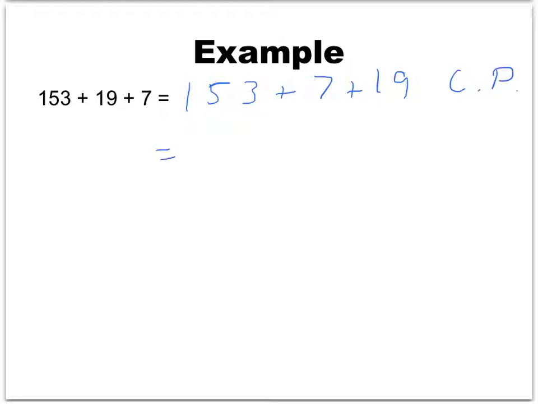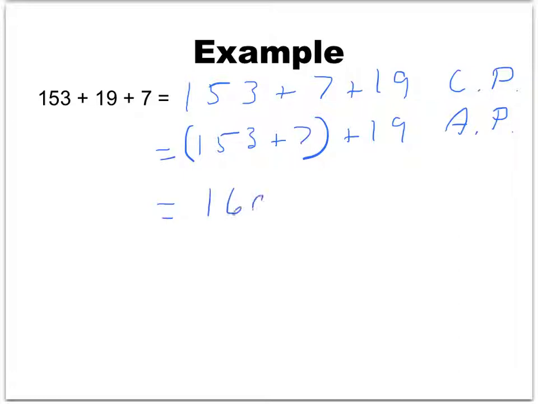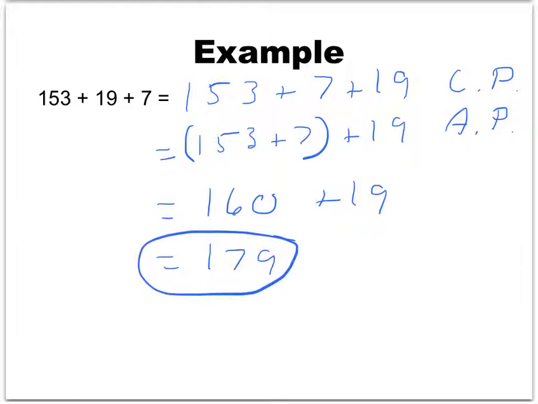Okay. And now let's group things together. Let's do the 153 plus 7. Let's group those together, put them in parentheses, plus 19, and that's completely justified by the associative property. And now we can do this arithmetic. 153 plus 7 is 160. Plus 19, 160 plus 19 is 179. And so there's our final answer. So again, we see how we can rearrange terms and group them however we want to simplify our arithmetic, and that's all justified by the associative and commutative properties.